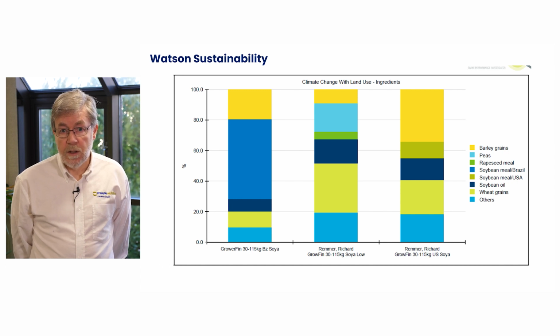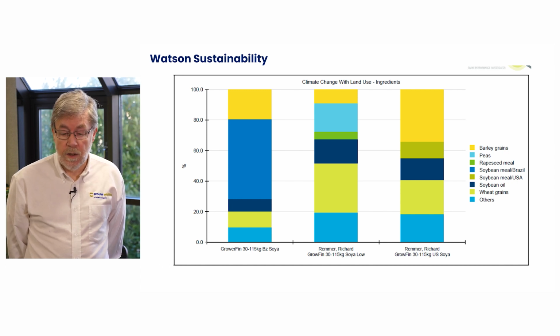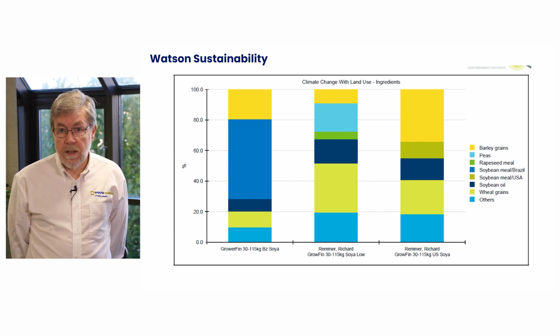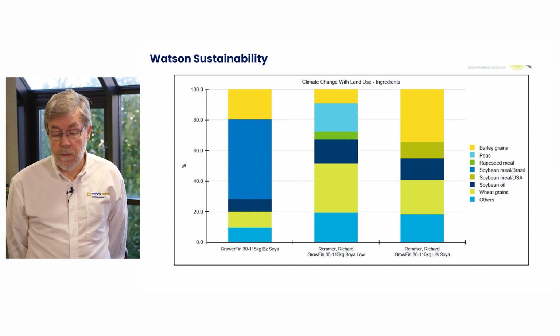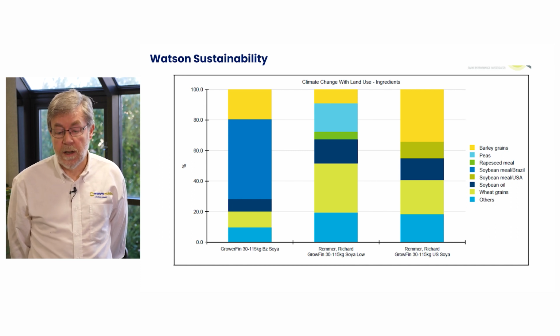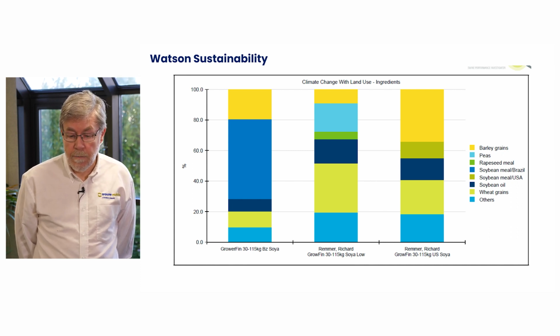Whereas when we look at the alternative proteins and the US soya, some of the other raw materials start to feature more heavily. So in the case of the alternative proteins, we see it's wheat, and in the case of the US soya, it's barley. So this can allow us to make informed decisions on where we purchase our raw materials, as these can have an impact on the carbon footprint.